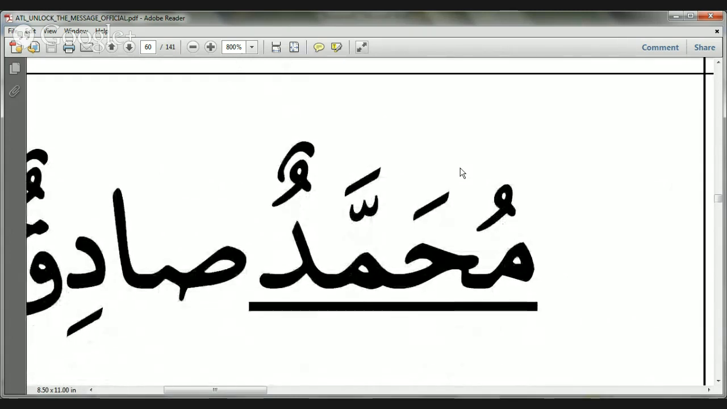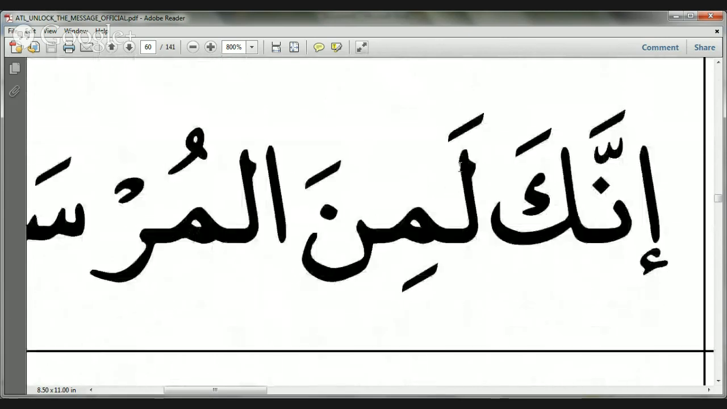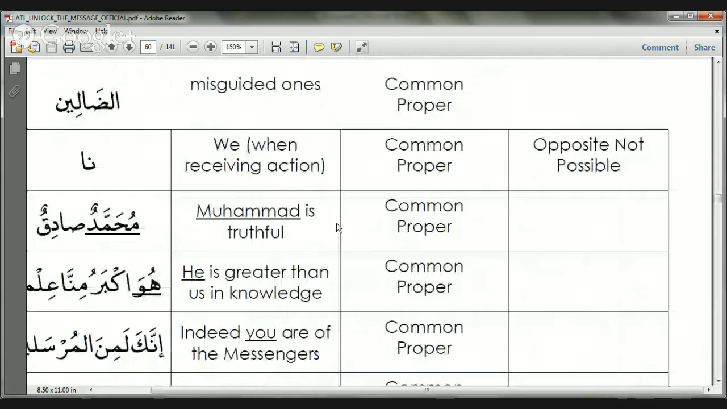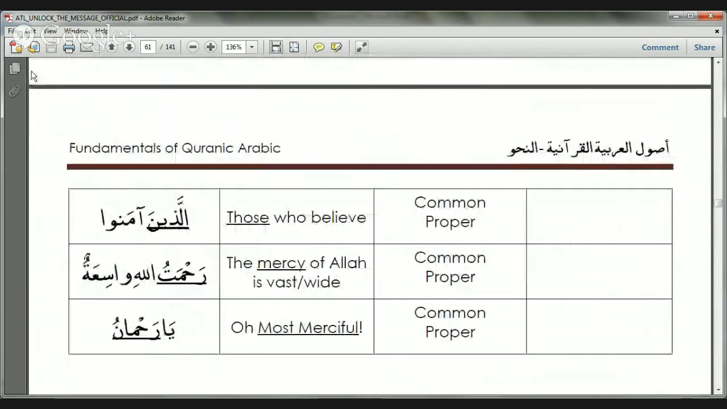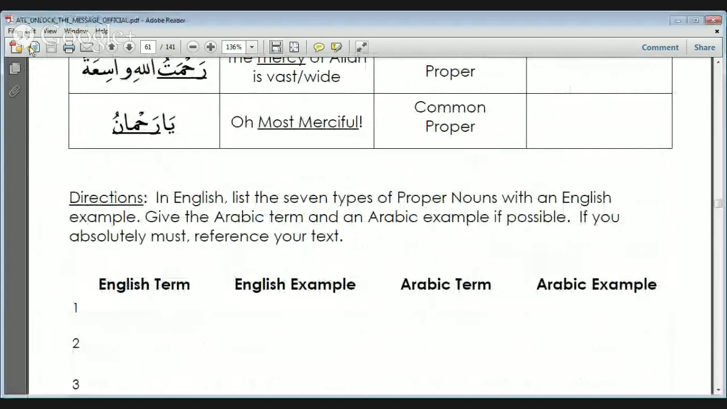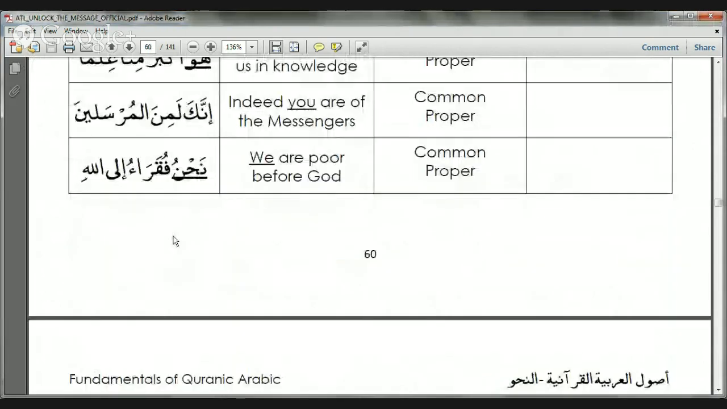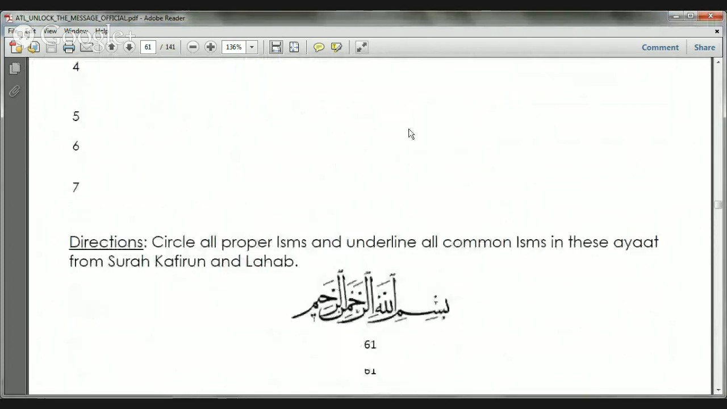Muhammadun. Proper. Yeah, I don't think there's any way to change it. Huwa. Proper. It's a pronoun. Can't make an opposite. Hold on. What are the directions? I think we started a new section. Yeah. Okay. Alladhi rahmatullahi. Good enough. They're all not possible. Not all of them, but I think we did enough examples.